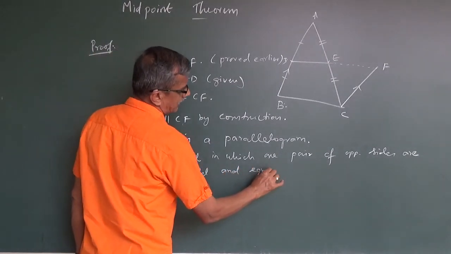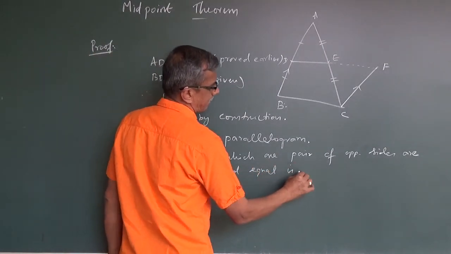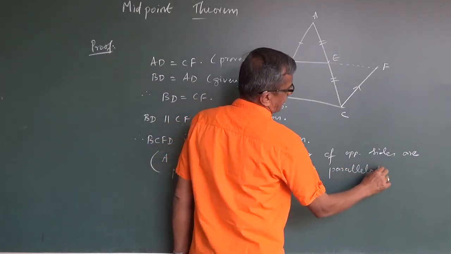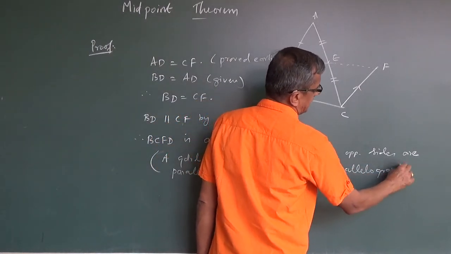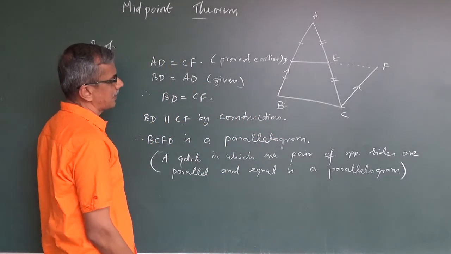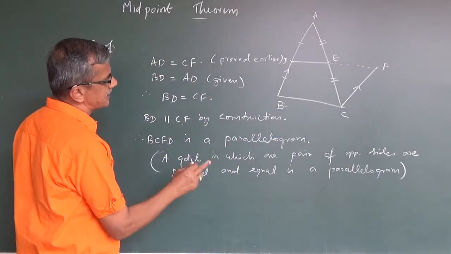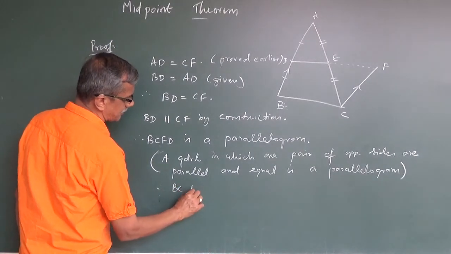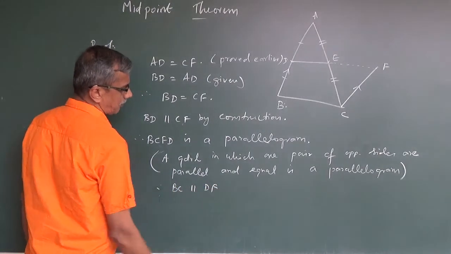Parallel and equal is a parallelogram. This you have learnt last year is a parallelogram. So therefore BCFD becomes a parallelogram. And if it is a parallelogram, BC and DF are equal. Therefore BC is parallel to DF.